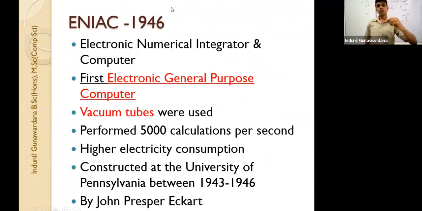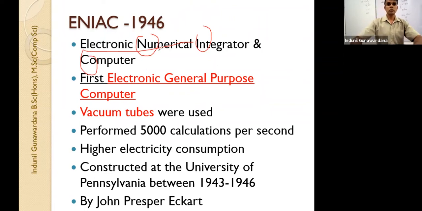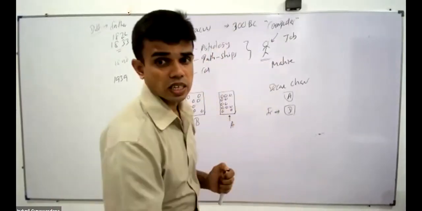Then after another 3 years, ENIAC came into the world. Electronic Numerical Integrator and Computer, ENIAC. This is also another common machine tested in the paper. It is treated as the first electronic general purpose computer. That's the other importance here. This is using vacuum tubes. This is the first time vacuum tubes came into our discussion. Those machines could perform around 5,000 calculations per second. Then what is the speed of those computers? 5,000 calculations per second means what is the speed?